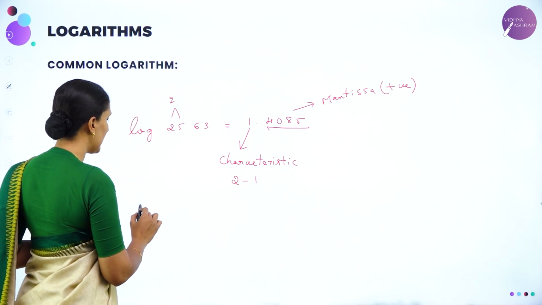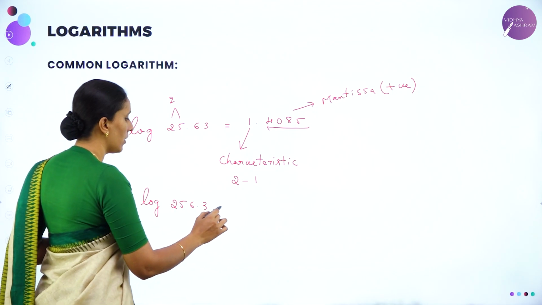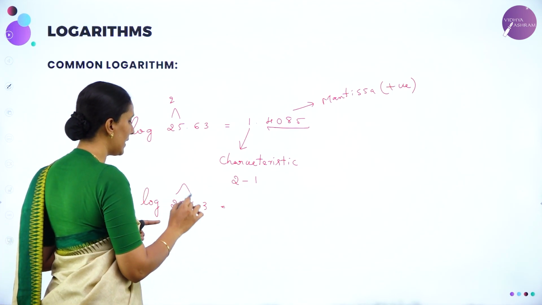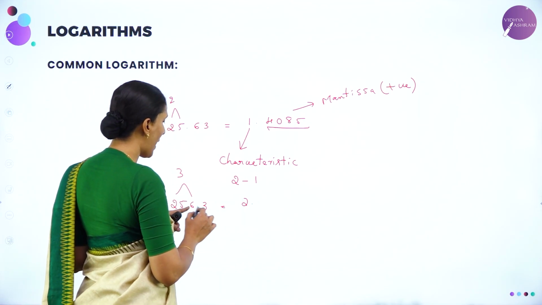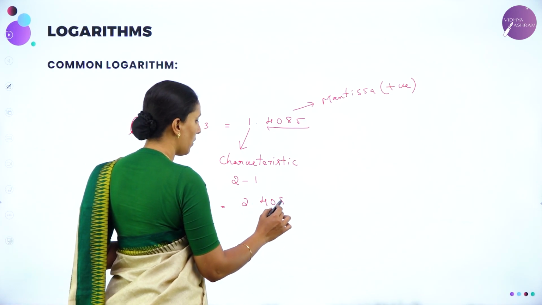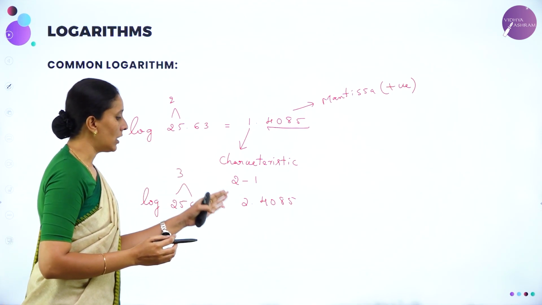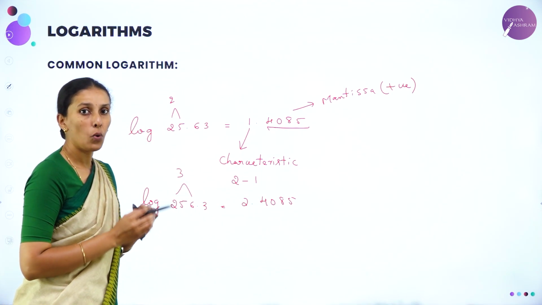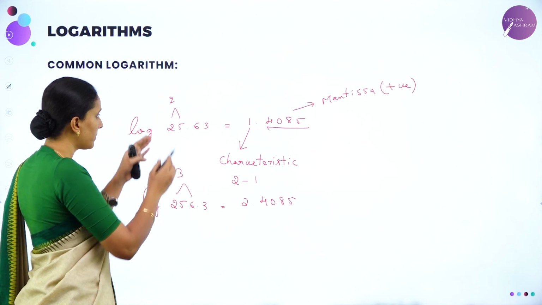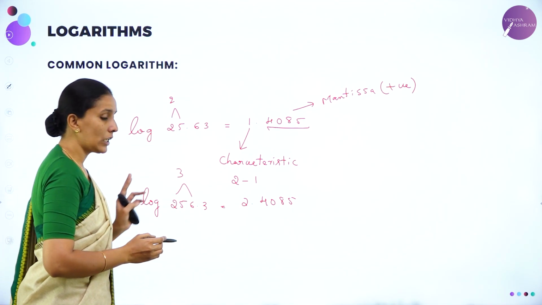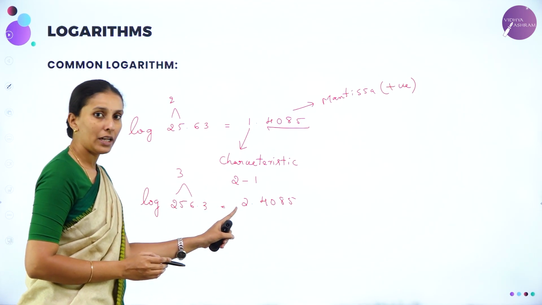Suppose I consider log of 256.3. Then 256 is a 3-digit number. Therefore the characteristic will become 3 minus 1, which is 2, whereas the mantissa value for this will be 4085. As the decimal point changes for a given set of digits, the characteristic will change but the mantissa will remain the same for the same 4 digits. So by looking at the decimal point and deciding the number of digits before it, we can find the characteristic.